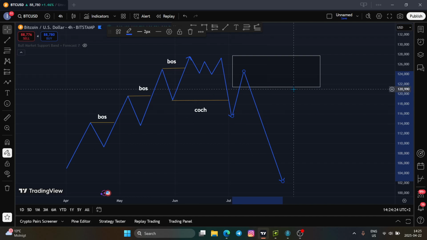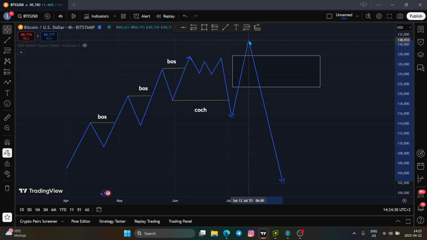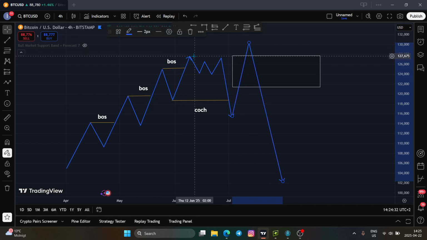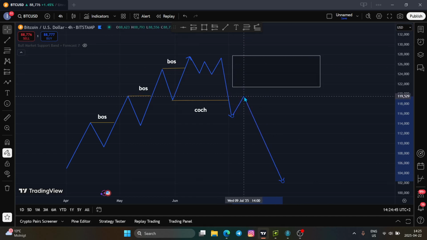There could be, in some occasions, a change of character and then continue, go up, sweep this high and go down. So that's what I'm trying to say. It doesn't work 100%, but it works most of the time. It could sweep this high and go down. It could go a little bit here and go down.